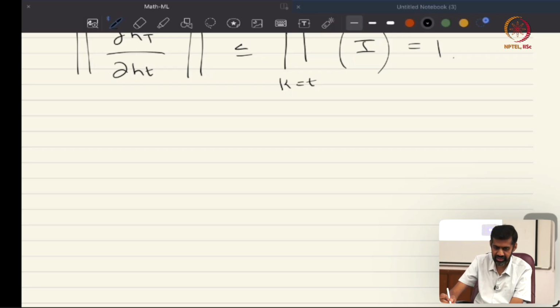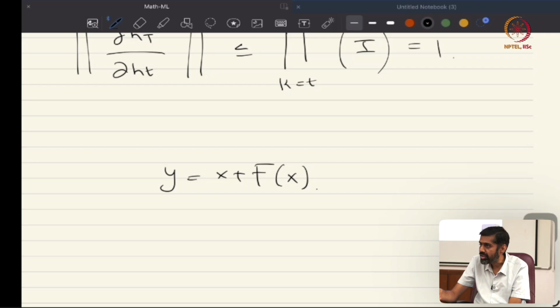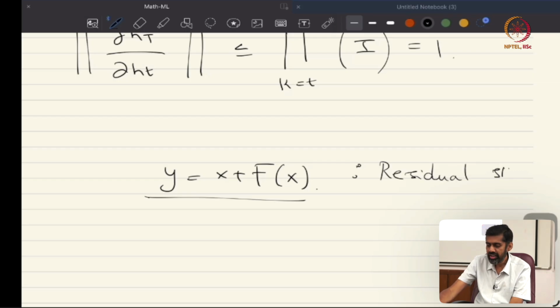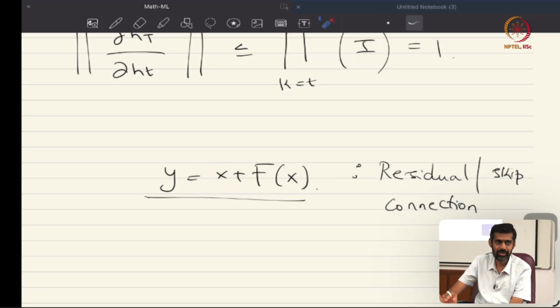I'll take another question. It's like this, right? You make y equal to x plus some function f of x. Y was f of x, right? Now you made it equal to x plus f of x, where x is the identity. This is the ResNet idea. This is the residual skip connection. This idea is so important because even modern day transformer architectures have skip connections in them. All deep neural networks have skip connections, because you need to be able to learn this identity, otherwise the gradients will simply vanish.